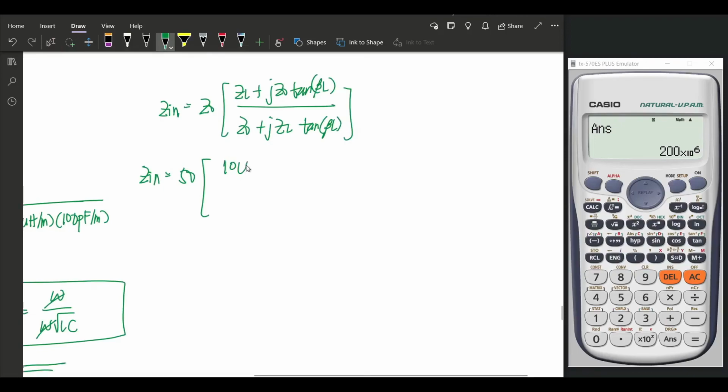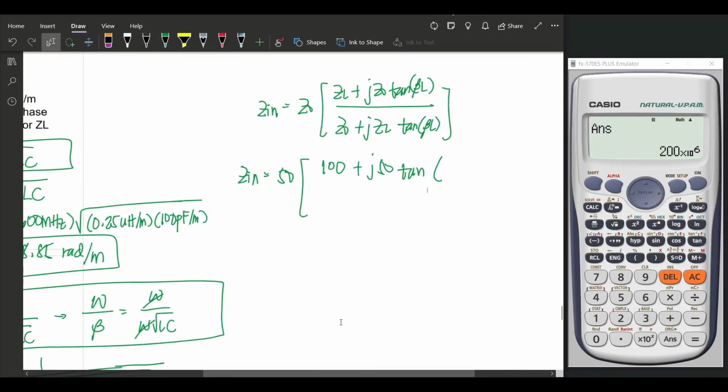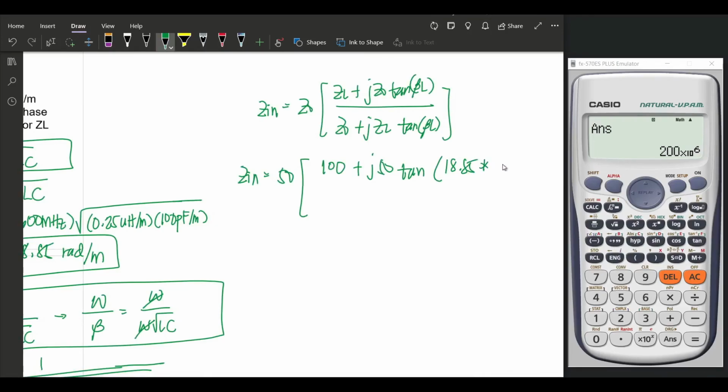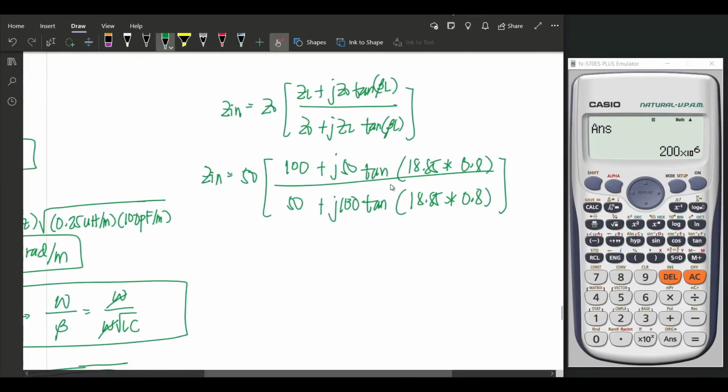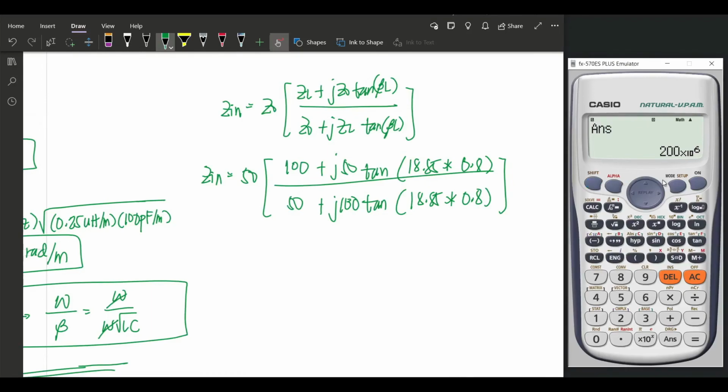So again, ZL is 100 plus J 50 tangent. What is beta? Yung na-compute kanina? 18.85. Yan. So 18.85 multiplied by the length, which is 0.8 meter. Then 50 plus J 100 tangent. Yan. So take note, ang unit nitong beta is rad per meter. And then nagka-tangent ka. So make sure your calculator is in radians. I-convert mo muna into radians, since radians ang nasa loob. So take note of that. Baka kasi naka-degrees ka, then nag-compute ka ng ganito. Tapos yung unit kasi ng beta mo is radians, so dapat naka-radians ka din sa calculator. So don't forget to change your calculator mode.